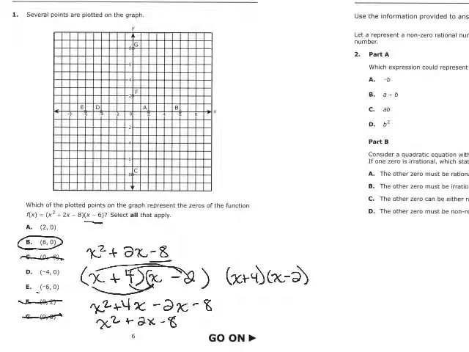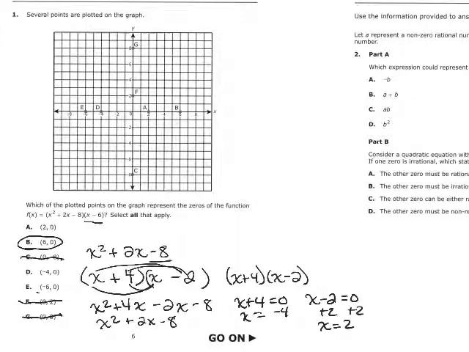And what we're asking ourselves is, what are the values of x that create 0? We're finding the zeros of the function. So here we set x plus 4 equal to 0 and solve for x. X would be -4. And over here we have x minus 2. When is that equal to 0? Well, +2. X is equal to +2.